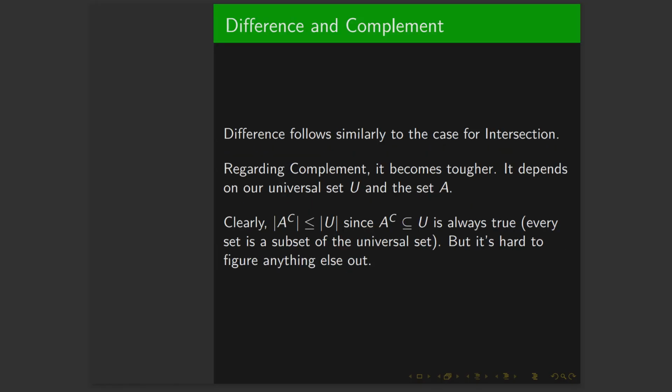Now, difference and complement. Difference is pretty similar to the case for intersection, because the difference of something is a subset of the original set. So if we have A remove B, that's a subset of A, so the cardinality of A remove B will be less than or equal to the cardinality of A.